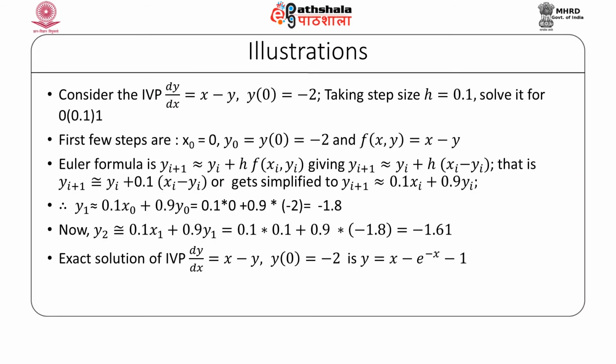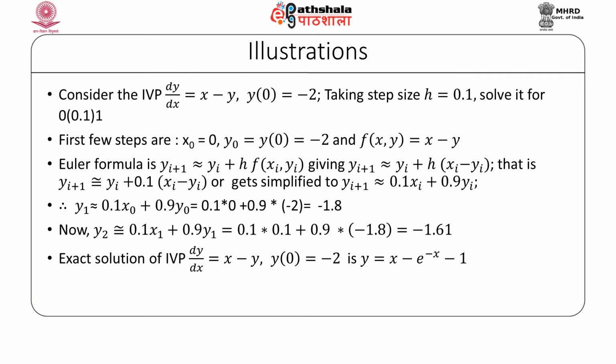Now let us look at two simple illustrations. First differential equation: dy by dx is x minus y, y at 0 is minus 2, and let us take the step size h equal to 0.1. What does this mean? We will begin at x equal to 0, y0 is minus 2, and apply the formula yi plus 1 is yi plus h f(xi, yi). Here f(x, y) is x minus y, so yi plus 1 is yi plus h into (xi minus yi).